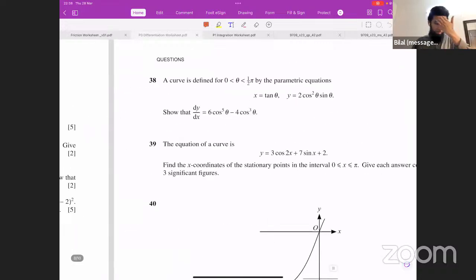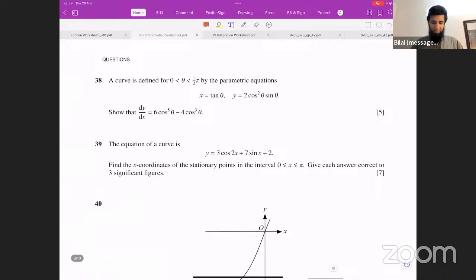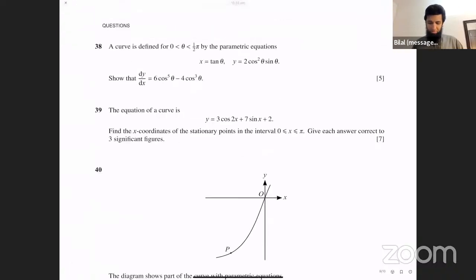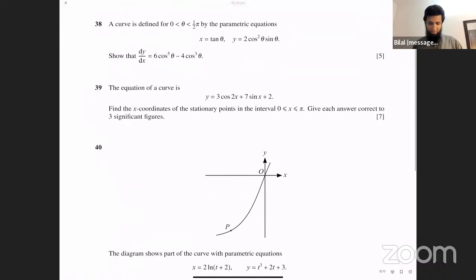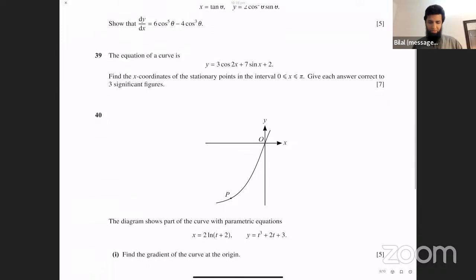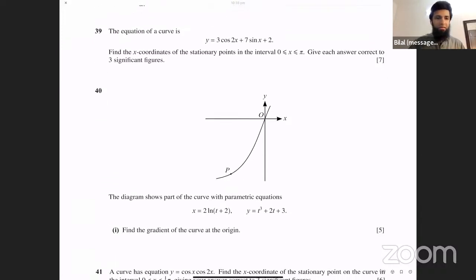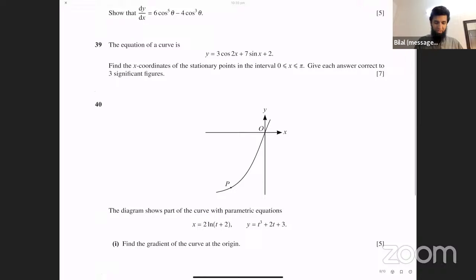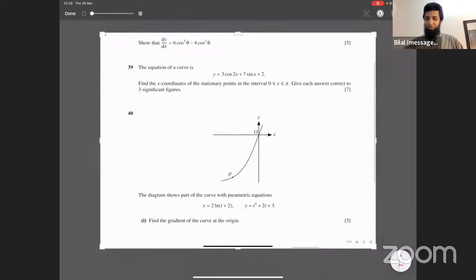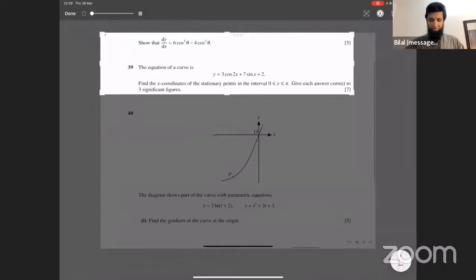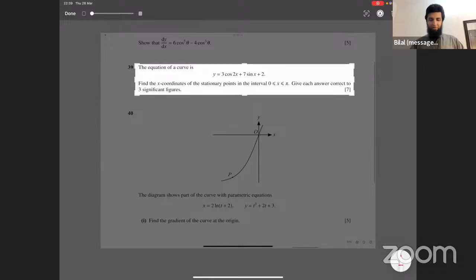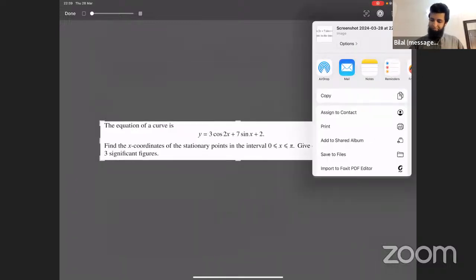So let's start with some relatively simpler ones. So we could probably start with this one. This is question number 39 that Marina has posted. Let's start with this one, and then we'll gradually increase the difficulty level. Okay, question number 39 from the worksheet. Let's have a look at this.